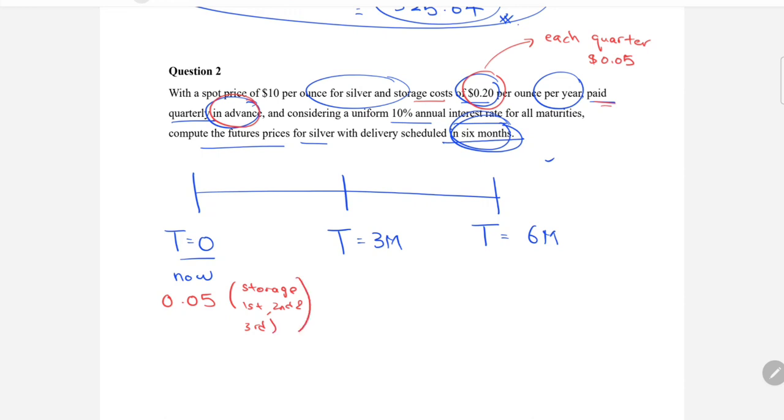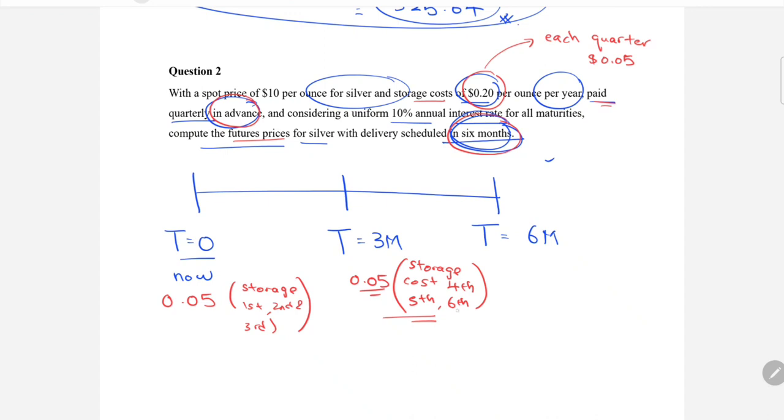Okay, because you have to pay in advance. So the next payment will be 3 months from now. And this second 5 cents is actually the storage cost for the 4th month, the 5th month, and the 6th month. For your information, we only consider until here because they want us to find out the future price 6 months from now.